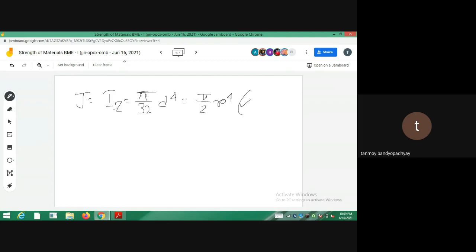So this is the polar moment of inertia, polar MI. Polar MI means it is always the moment of inertia about an axis that is perpendicular to the plane you are considering, perpendicular to the cross section. So always we take the perpendicular to the cross section, generally we take it as the z axis. Okay? So that is done.